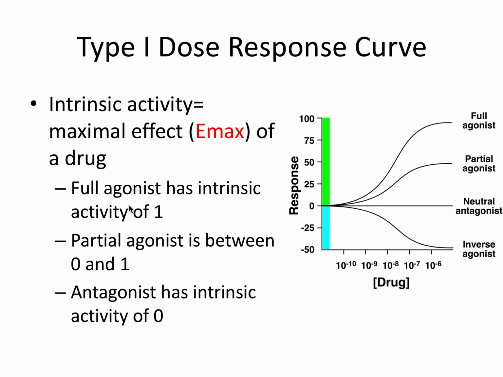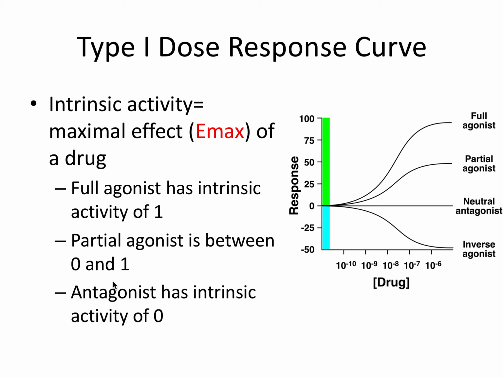So a full agonist has an intrinsic activity of 1, or in this case, 100% response. A partial agonist is somewhere in between 0 and 1. It can't reach that 100% response that a full agonist could. So it doesn't necessarily have to be at 50% like here. It could be at 75, 25, anything in between.